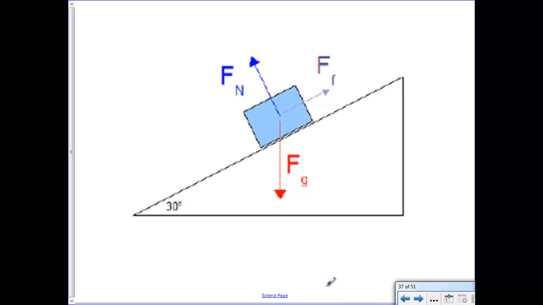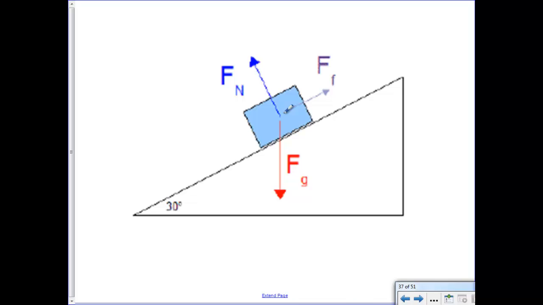Here's a picture I thought I'd throw in for you, the free body diagram of what's actually happening. Here's a box sitting on a ramp, and there are three main forces being applied. There's friction, stopping it from going downhill at least. There's gravity pulling it directly down. And there is a normal force. This may seem weird, but the normal force always has to be perpendicular to the surface, so it goes off at a bit of an angle here.